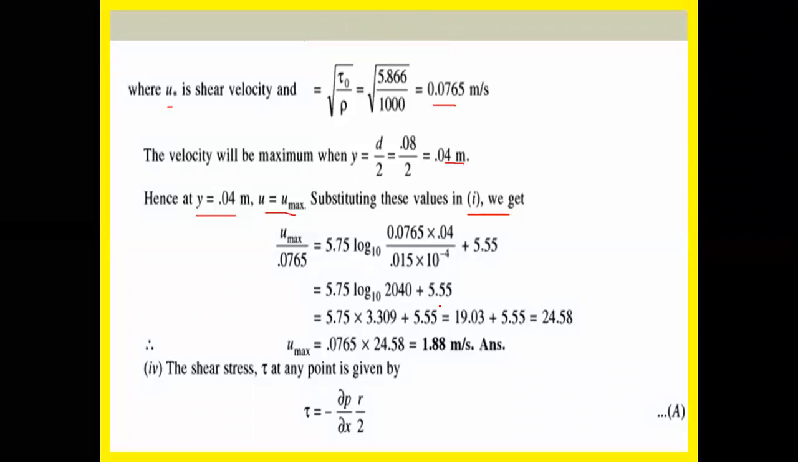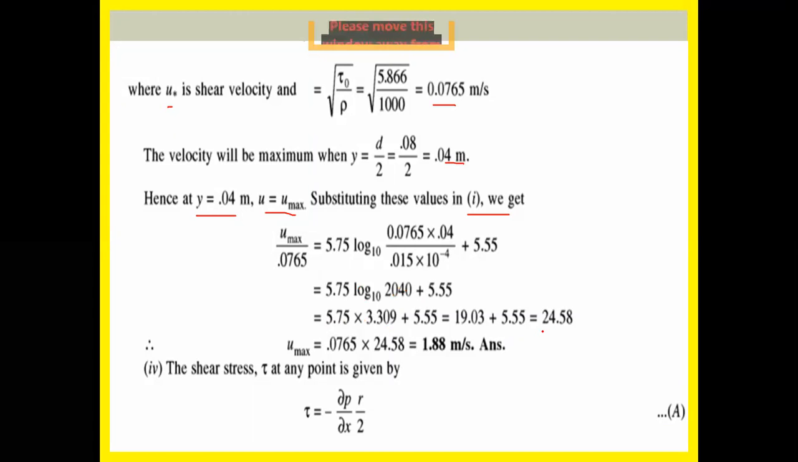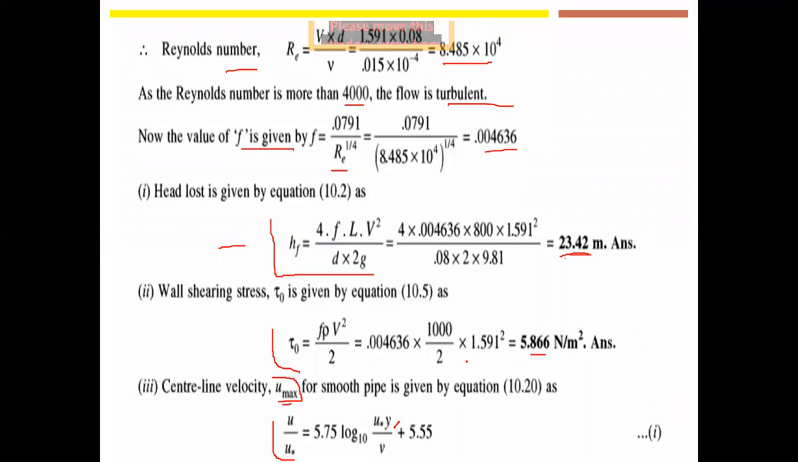Therefore 5.75 into, if you calculate this, you get the value 24.58. Therefore u max is equal to 0.0765 into 24.58. The value is 1.88 meter per second. So that is the central line velocity u max.